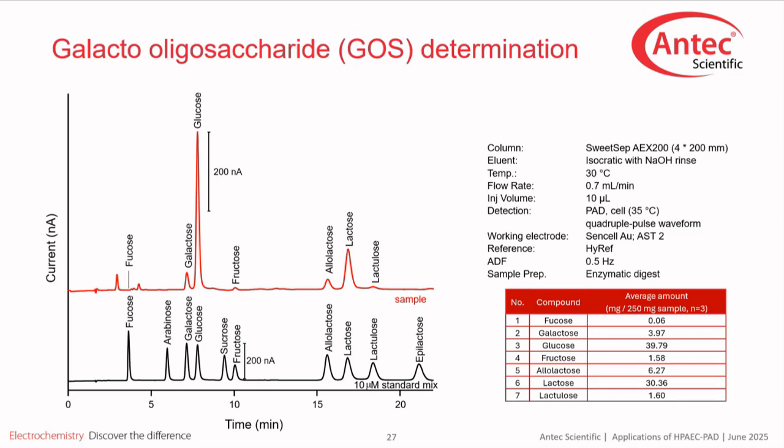The separation is again performed on the SweetSep AEX200 using a pure sodium hydroxide gradient. It allows the separation of monosaccharides and disaccharides, starting with fucose, through galactose, glucose, fructose, allolactose, lactose, and lactulose. The runtime is about 23 minutes and the cycle time, including the reconditioning time, is about 45 minutes.